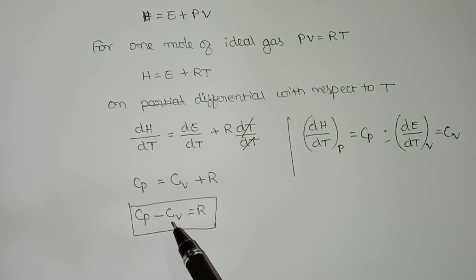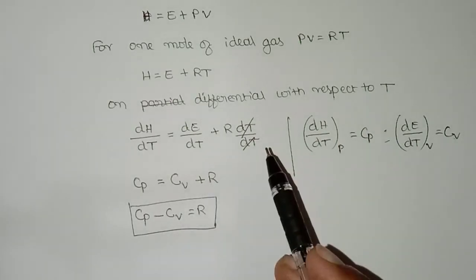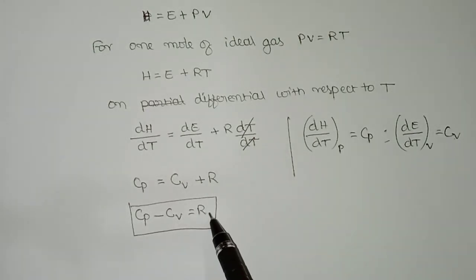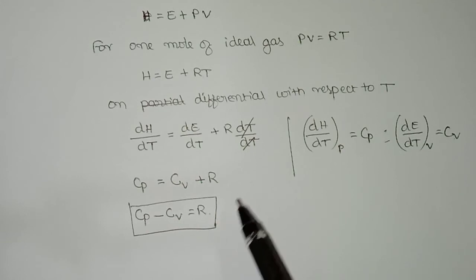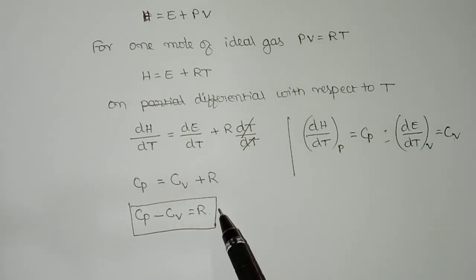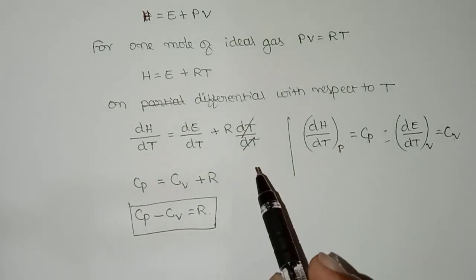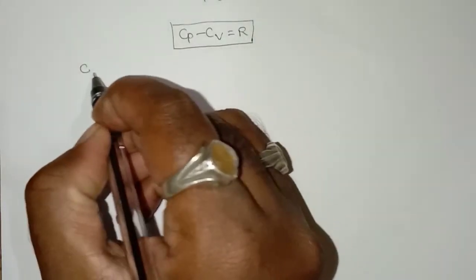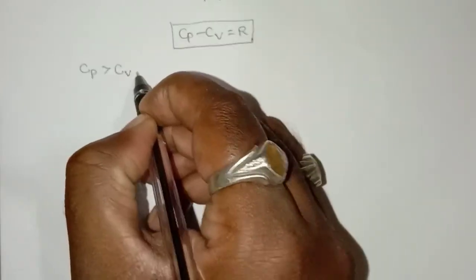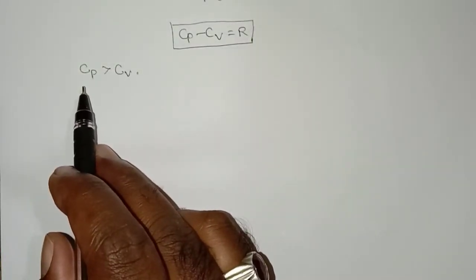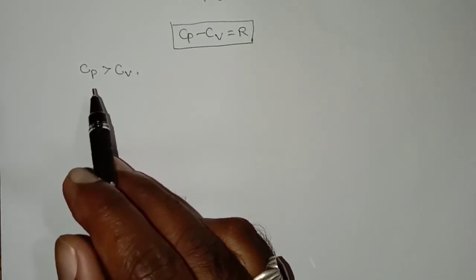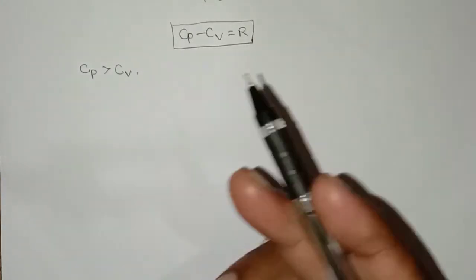That means the work done by 1 mole of an ideal gas in expansion at constant pressure when heated through 1 degree Celsius is equal to R, which is the universal gas constant. That means the difference between molar heat capacity of a gas at constant pressure and at constant volume is equal to the gas constant. And the value of Cp is always greater than Cv. The molar heat capacity at constant pressure will always be greater than that at constant volume. For this, the explanation can be easily given and easily understood.